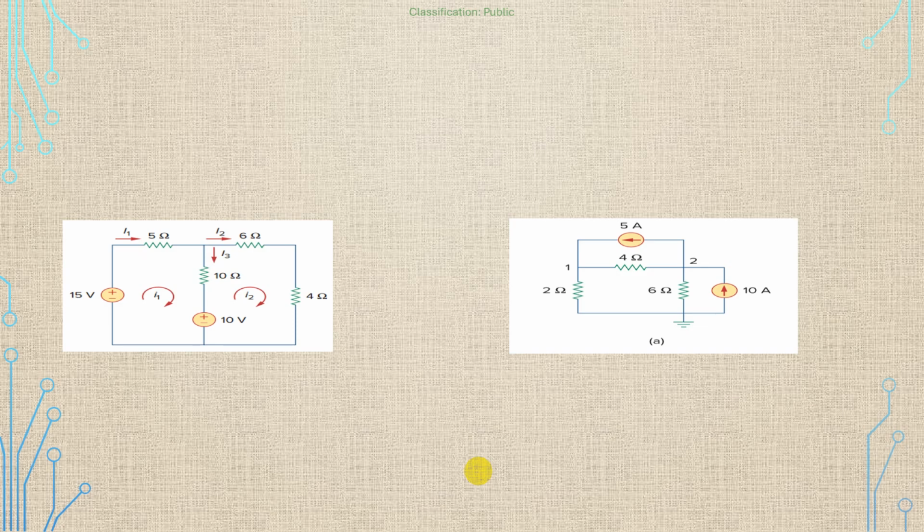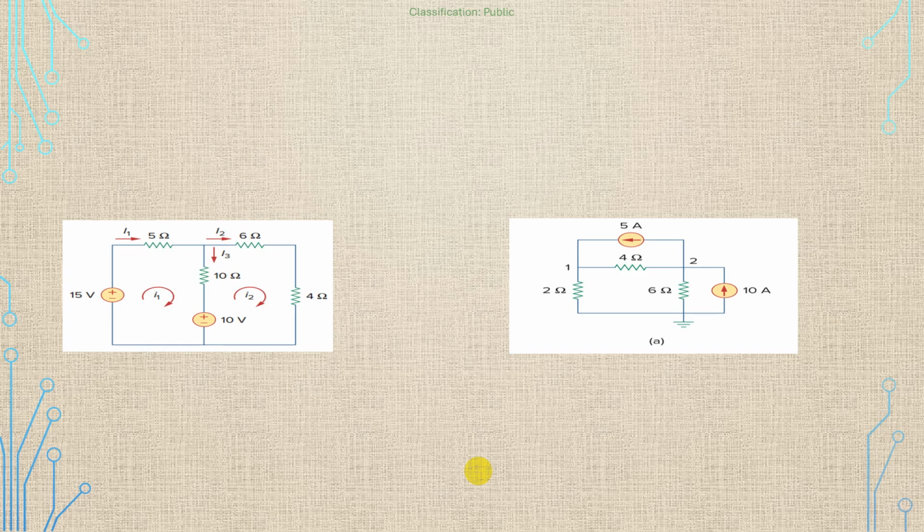I2 then I1, I2 minus I1. Previously in that loop it was I1 minus I2, but here this is the reference point, so I2 minus I1 will come. So it is then I2 minus I1, then plus current enters here. So 6 I2, then plus 4 I2.